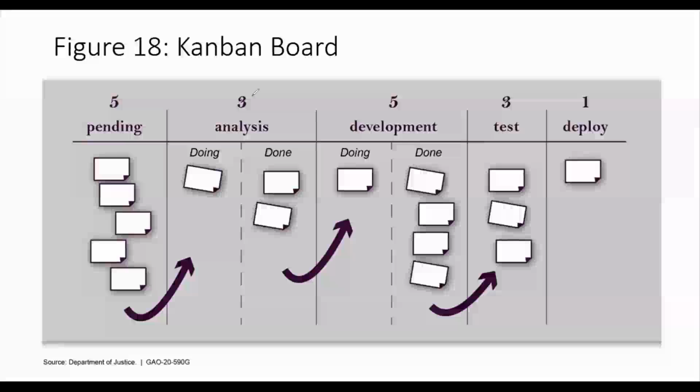We have 3 in analysis, 5 in development, 3 in test, and 1 ready for deploy. This is, as I said, a more complex view of Kanban. There's a much simpler view where you can break down work into 3 columns, as simple as what I'm about to put on the whiteboard.